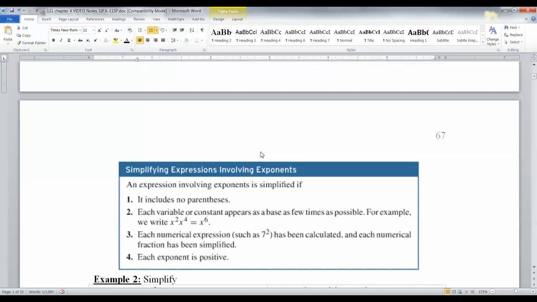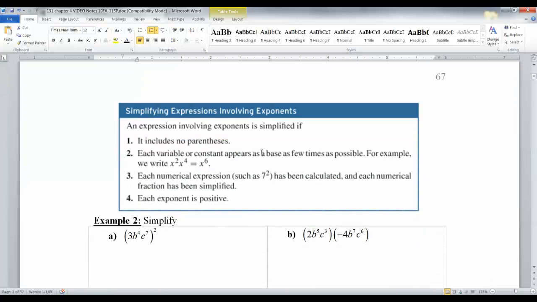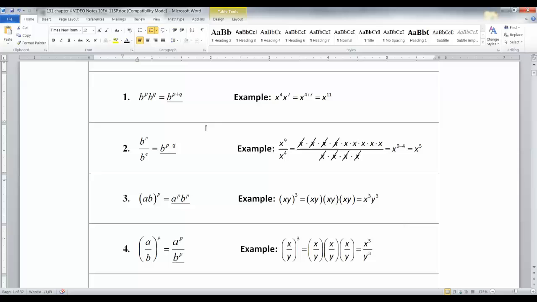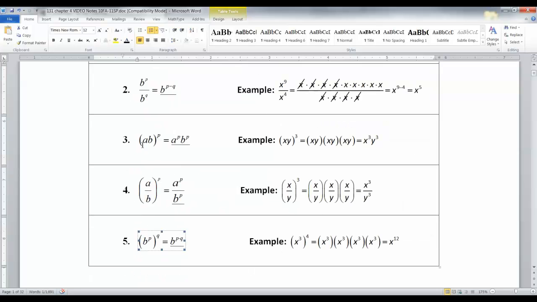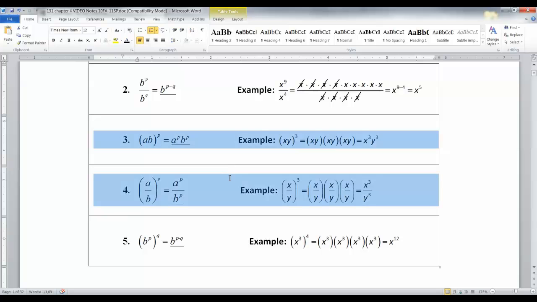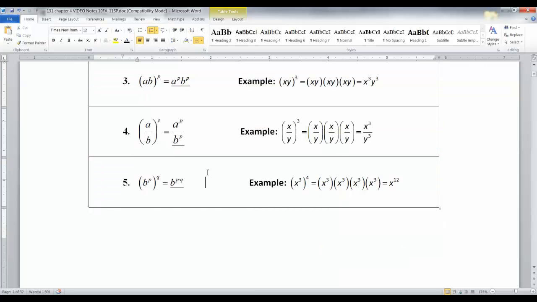All right. Now, those 5 rules, let me just go over them again, right? B to the p times b to the q means you add. When you have b to the p over b to the q, it means you subtract, right? Those powers. 3 and 4 are basically the same thing. They're basically saying you distribute your power when it's all multiplied. No adding, no subtracting, none of that. But if it's all multiplication and division, you can distribute. And number 5 is actually a piece of that as well. You can distribute, but if there was another power in there, then you have to multiply them.